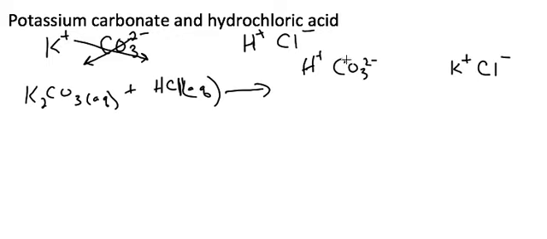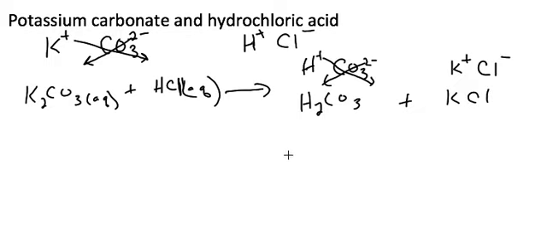The next step is to make our neutral compounds. So we're going to cross our charges. So we have a carbonate, which is a 2-, and H, which is a +1. So we will get H2CO3, and we will get KCl.